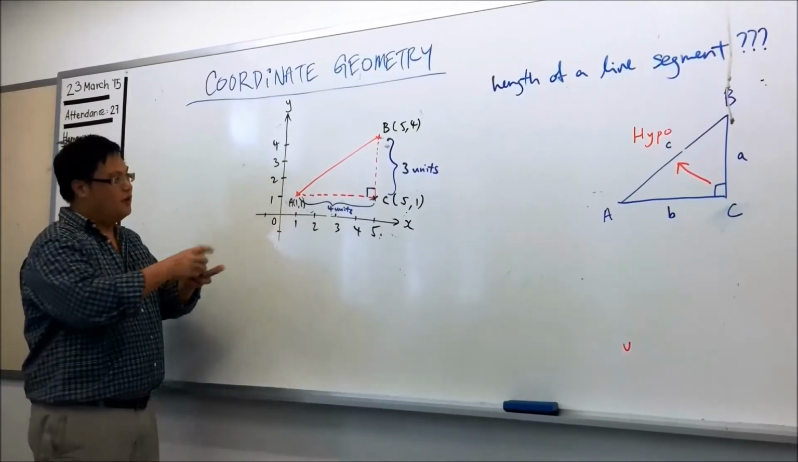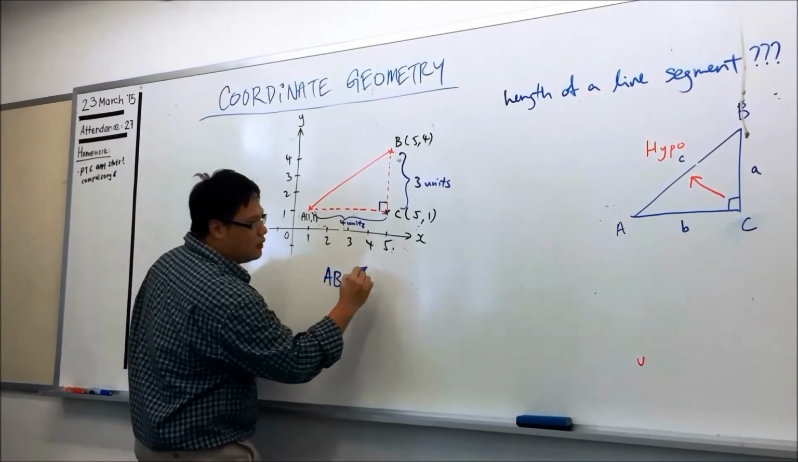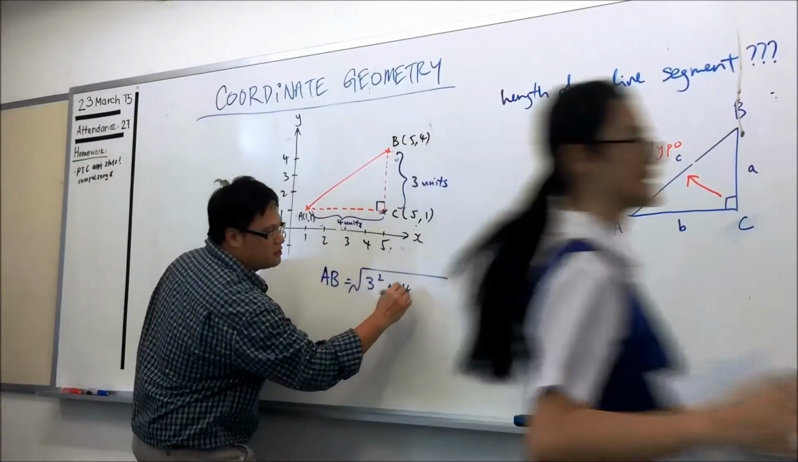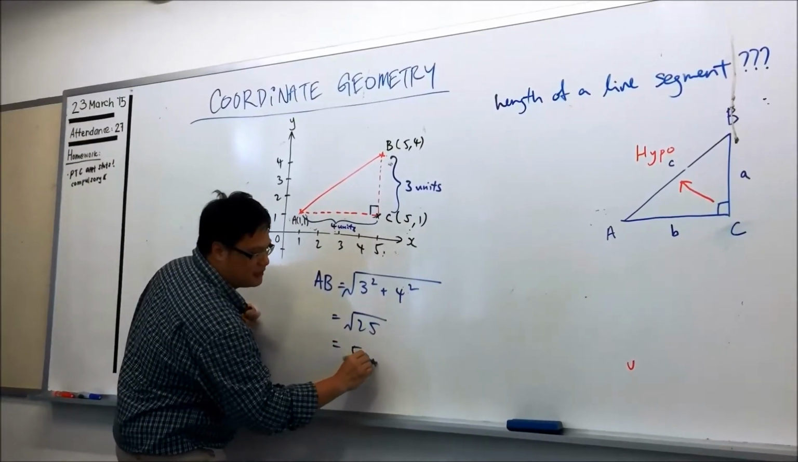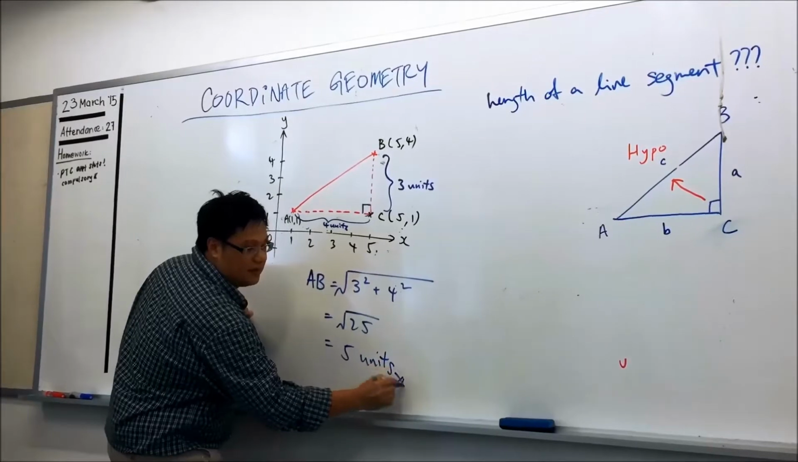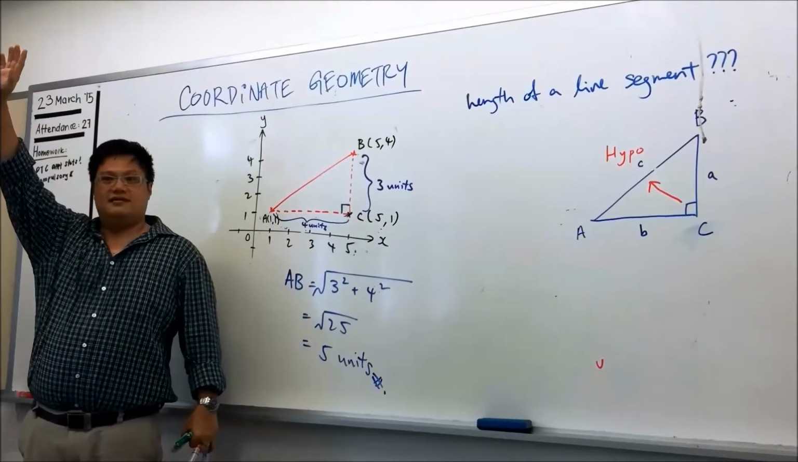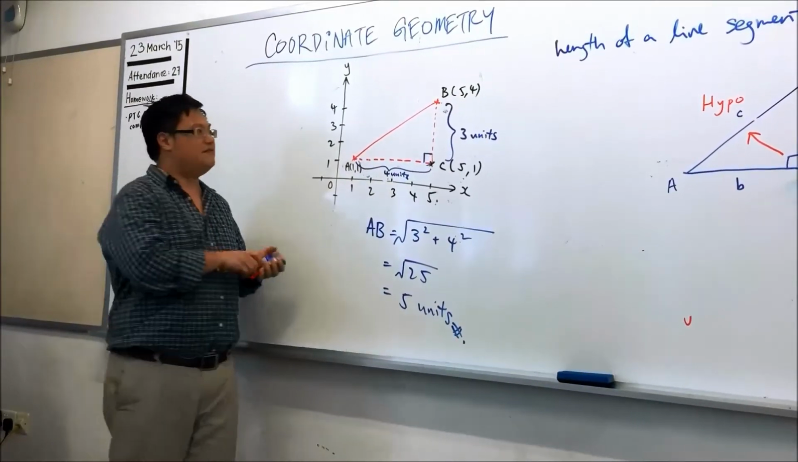5, right? So the length of AB is equal to, you apply this, 3 squared plus 4 squared. This will be square root of 25. This will be 5 units. Am I correct? Everybody with me? So the length of AB is equal to 5 units.